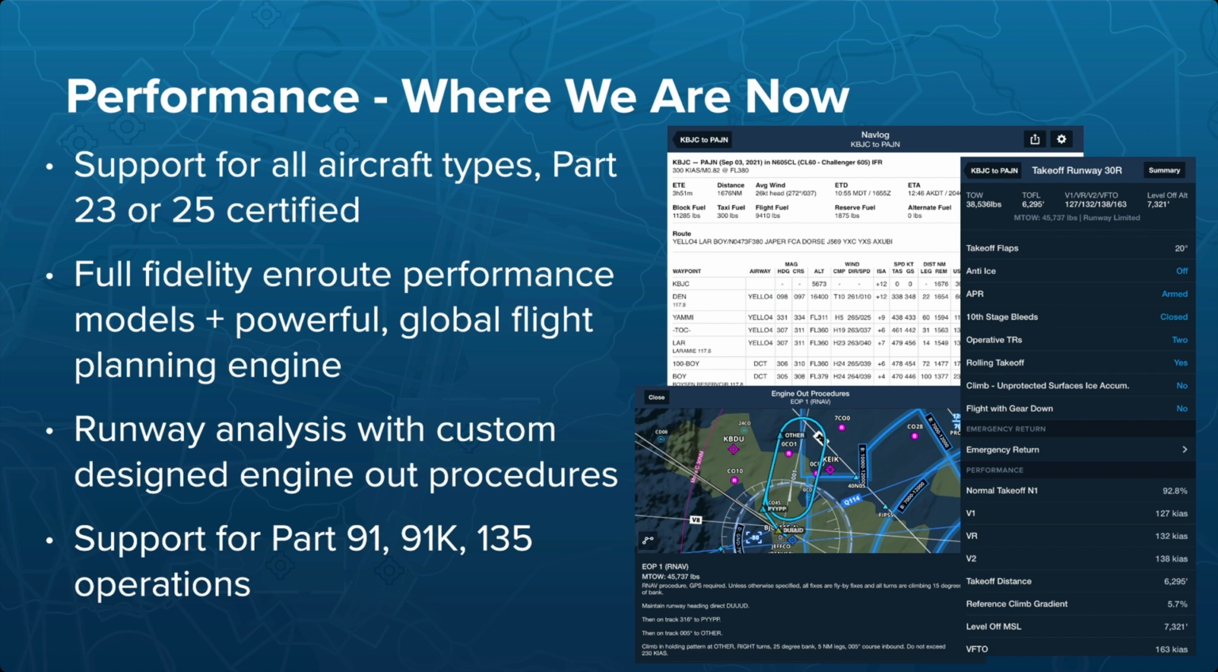So this goes anywhere from a Cessna 172 all the way to a Gulfstream G650. We provide full fidelity Enroute performance models. We model those with multiple altitudes, multiple temperatures, multiple weights, and some other powerful capabilities to make sure that you have cruise capability when you get to altitude.